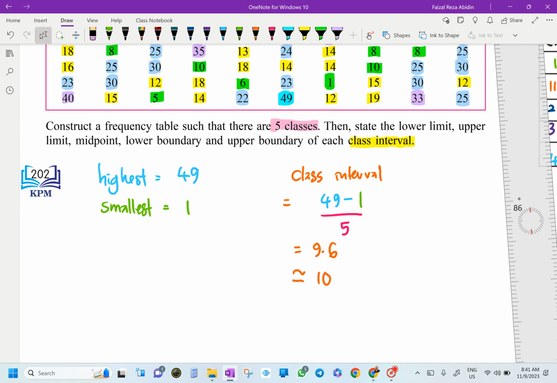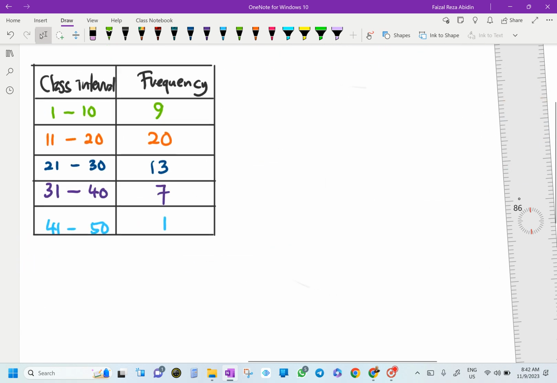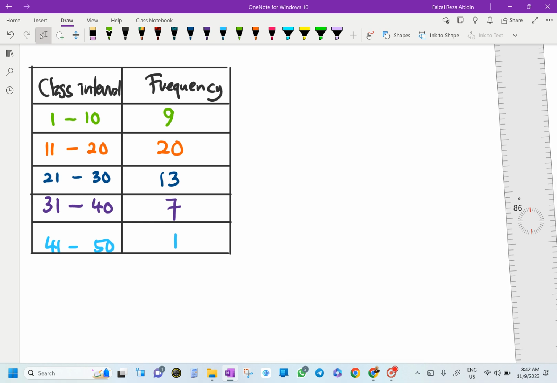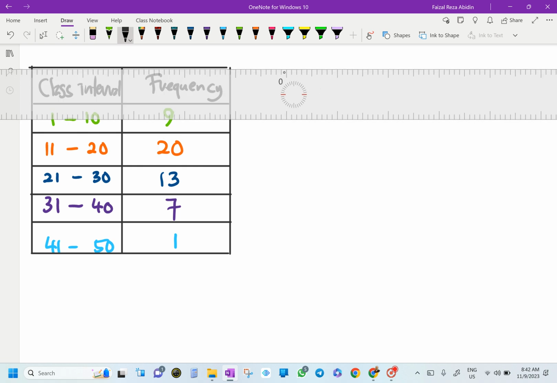Then state the lower limit, upper limit, midpoint, lower boundary, upper boundary. You are going to take from our frequency table here. Okay? Just extend. Over here, lower limit.